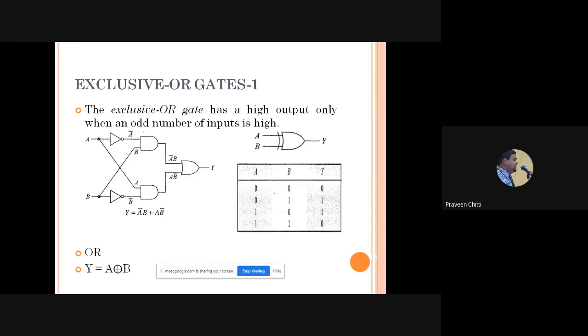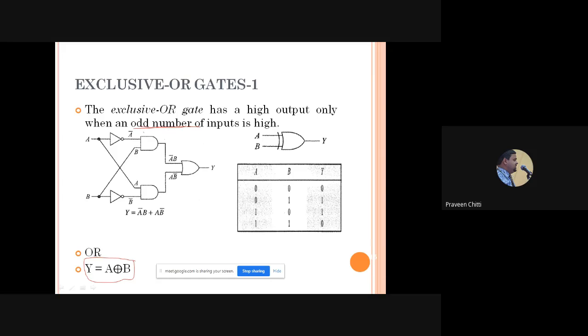Right. Then we have a derived gate called the exclusive OR gate. This is the symbol for the exclusive OR gate. What is exclusive OR or XOR gate? It is a logic gate which gives you high output only when an odd number of inputs are high. That's why sometimes the exclusive OR gate is called an odd parity indicator. When an odd number of inputs are high, its output will be high, otherwise output will be low. And this is how the exclusive OR gate is represented by symbol, A XOR B. If you write plus, it is OR. If you write that plus inside the circle, it becomes exclusive OR.